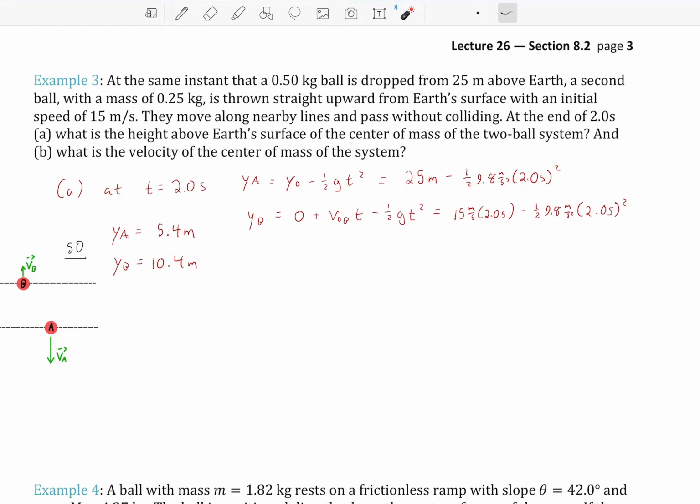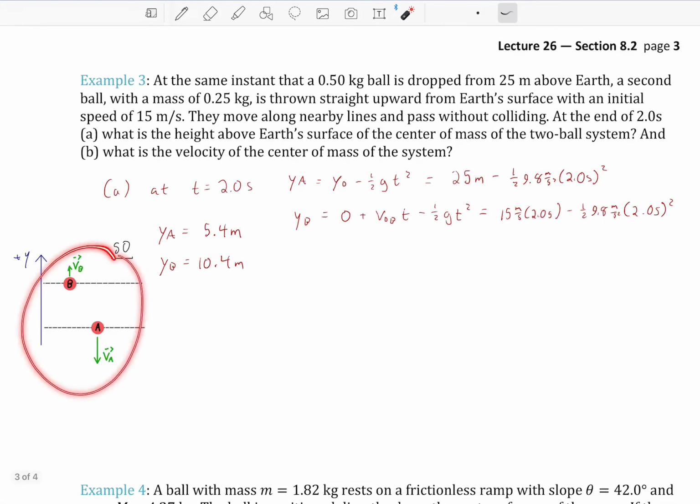So then we go ahead and find that. We find A is at 5.4 meters, so it's most of the way to the ground. It's already covered almost 20 meters of distance on its fall. And meanwhile, B, that started at the ground, is at a height of 10.4. It's almost reached its maximum height. All right, but anyway, that's where we're at.